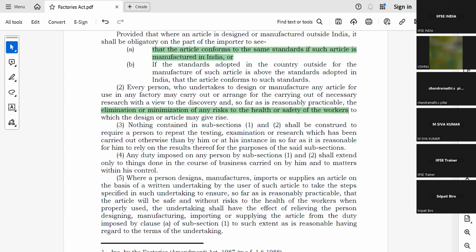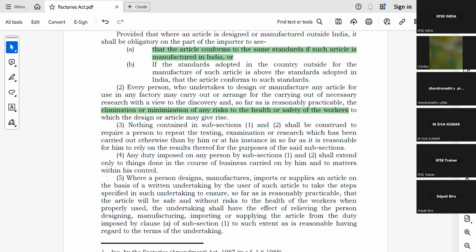So all these tests and all, whenever he is going to manufacture, whenever he is going to test, in those conditions he is going to do this in his control. After delivering, it has to be ensured by the user, it has to be tested.